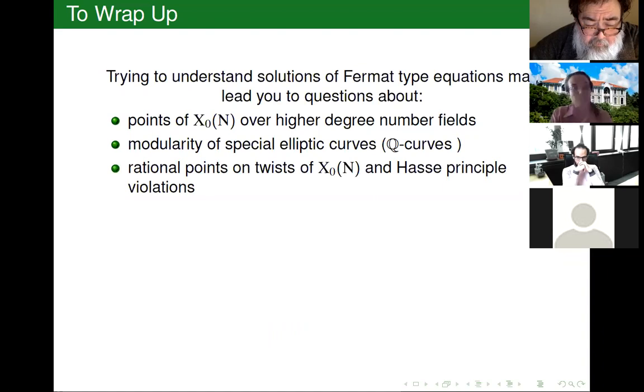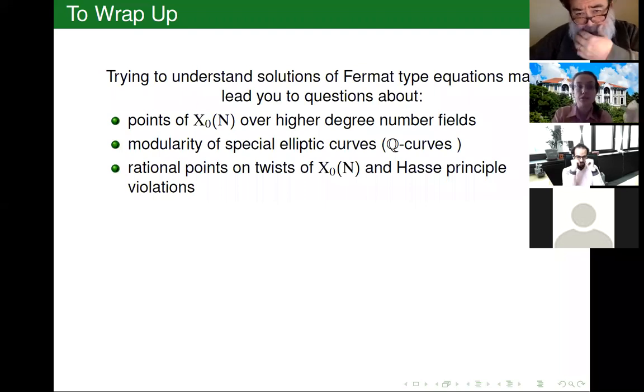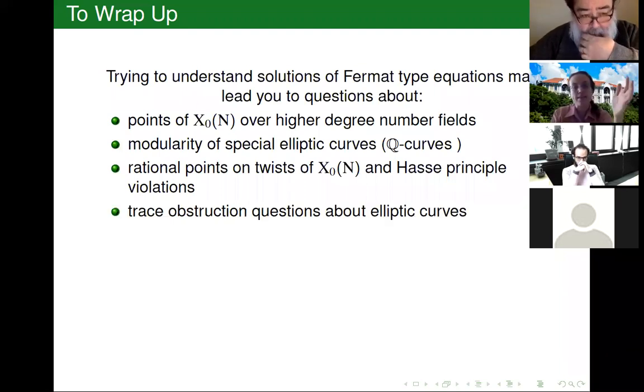Then that question led us to the study of violations of the Hasse principle and reasons for those violations. And then if you study those questions for genus 1, you get the trace obstruction question. So one little problem gives you tremendously many other interesting problems.